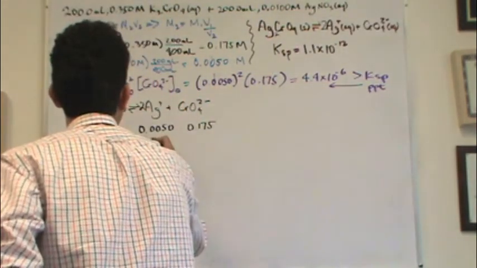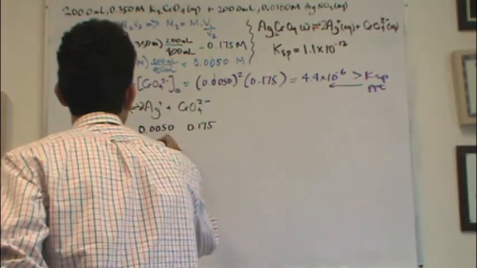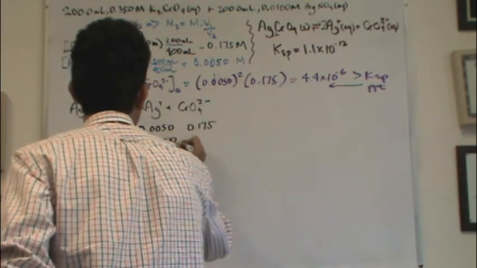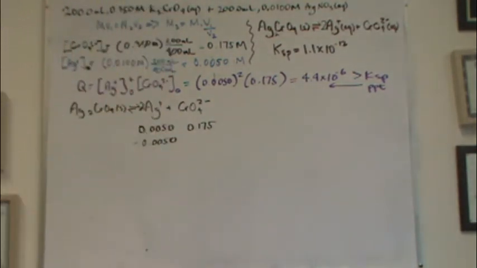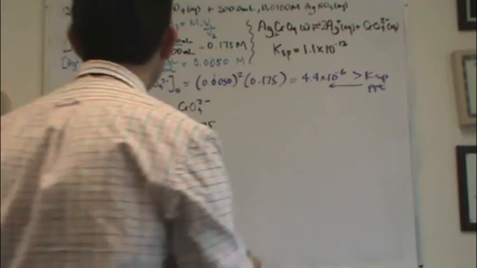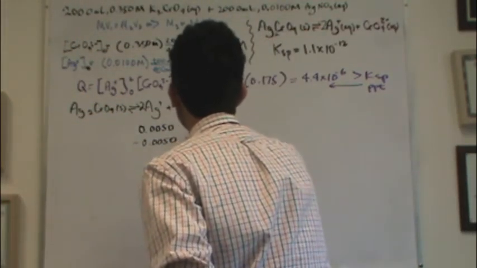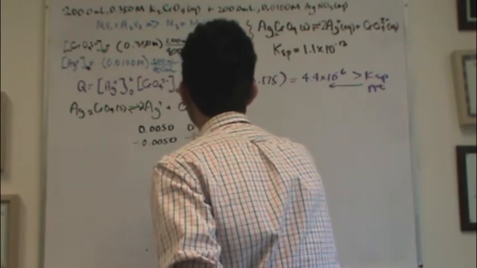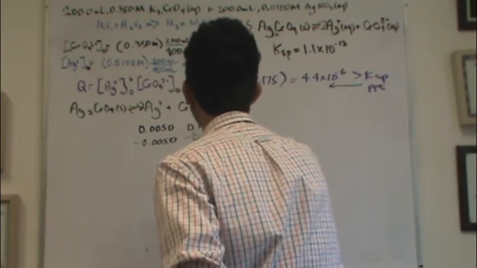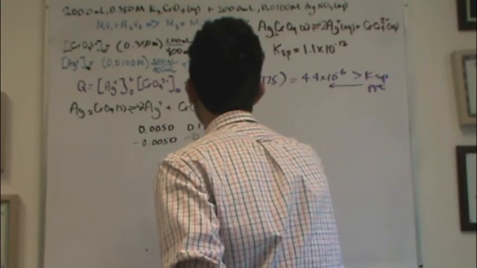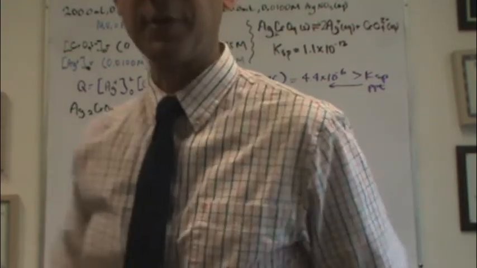I need to subtract off 0.0050, the smaller number, from both sides. However, there's another little sneaky trick in this one. I need to subtract off 0.0050 times 1/2 for the chromate.